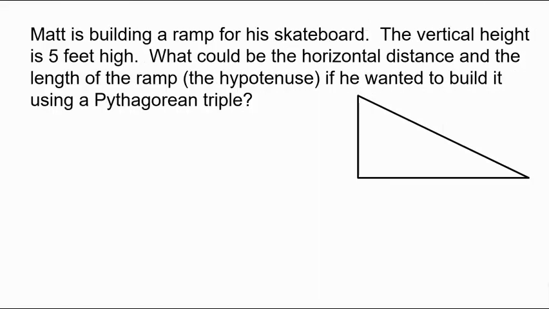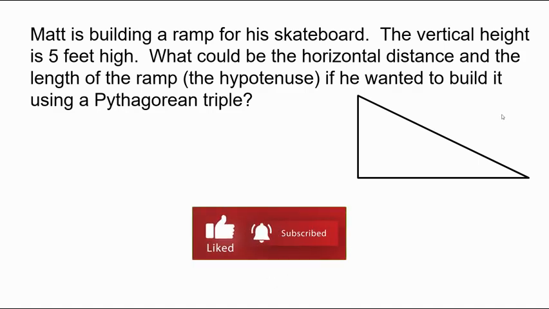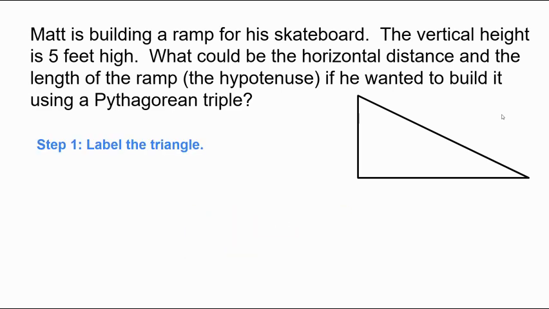Matt is building a ramp for his skateboard. We know the vertical height is 5 feet, and we're wondering what could be the horizontal distance and the length of the ramp, aka the hypotenuse, if he wants to build it using a Pythagorean triple. I always like to begin by drawing a picture.